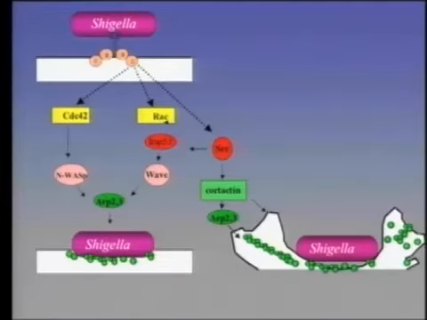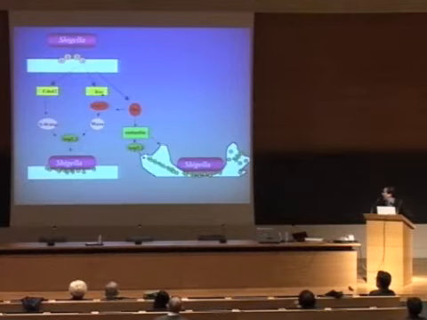So to cut a long story short, I would just resume what we think is happening during invasion in terms of interaction between type 3 effectors and signaling responses. As I mentioned, IPA-B and IPA-C are inserted into the host cell membrane, and IPA-C not only acts as a translocator, but also signals rapidly.